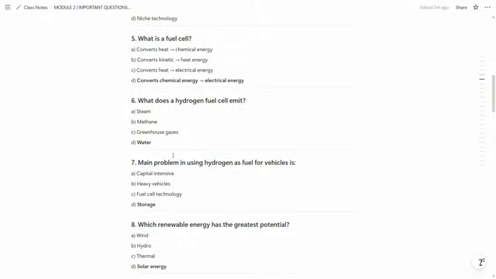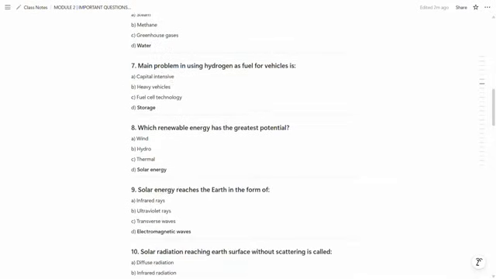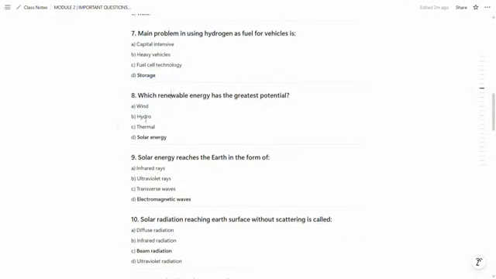So D option. Now the sixth one is, what does a hydrogen fuel cell emit? It emits water. So D option is the correct answer. Now the seventh one is, main problem in using hydrogen as fuel for vehicle is storage. It is very difficult to store hydrogen fuel. So D option is the correct answer.